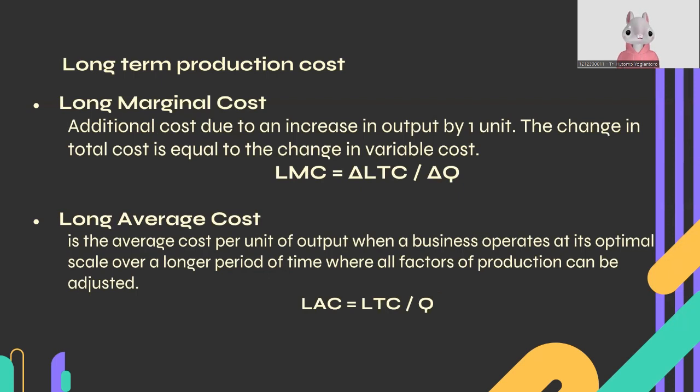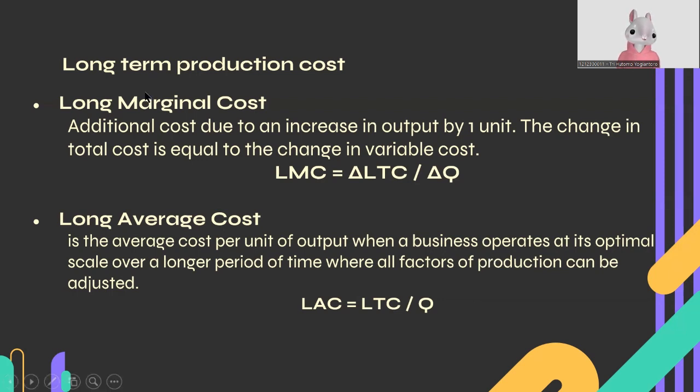The last is long-term production cost. Long-term production involves using and adjusting all factors of production, including fixed factors of production, to optimize production levels. In the long term, a company may change the number and type of production factors, such as increasing factory capacity or redesigning the production process.